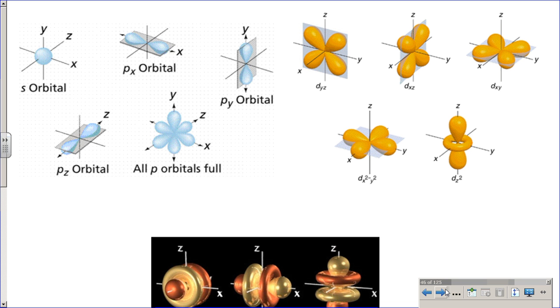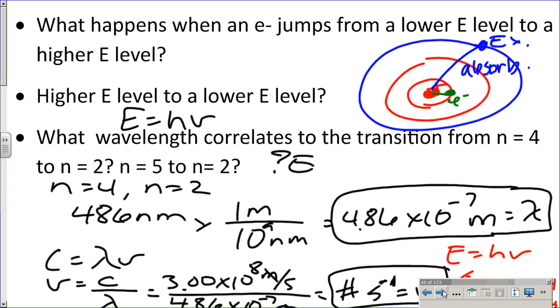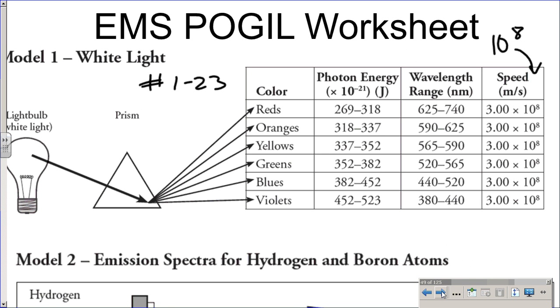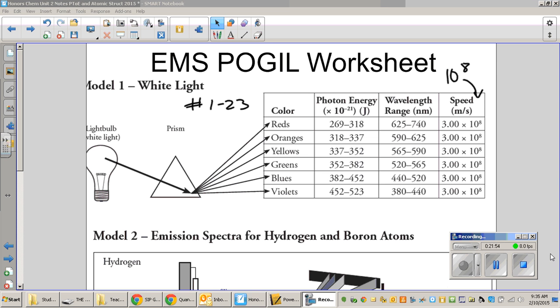Lab is tomorrow because we do this a lot of times. 1 through 23, please write on your own paper. Worksheet? Are we sure?